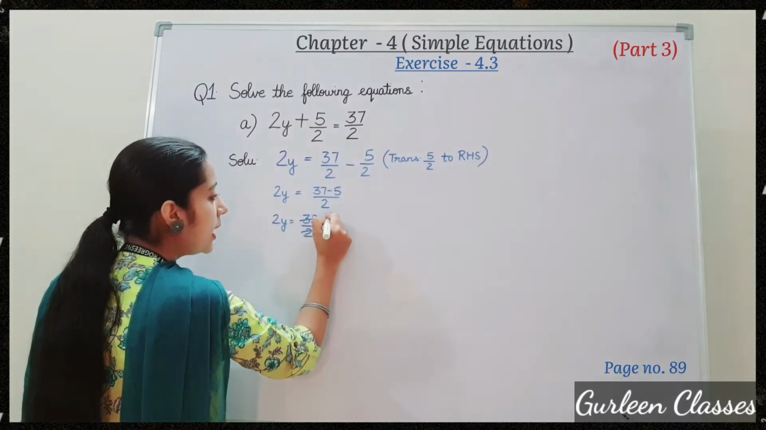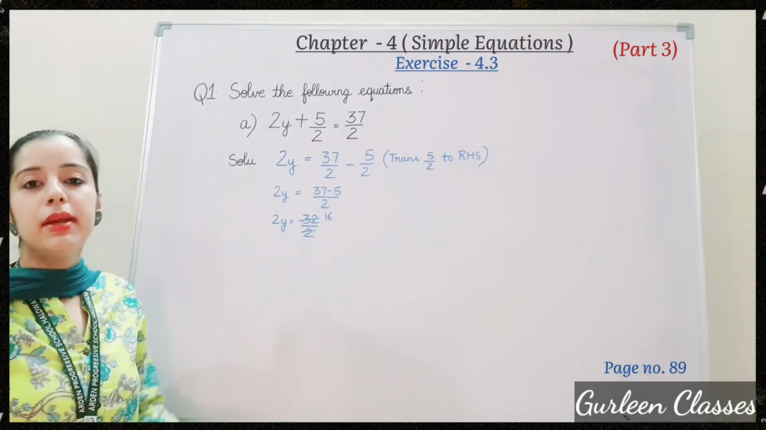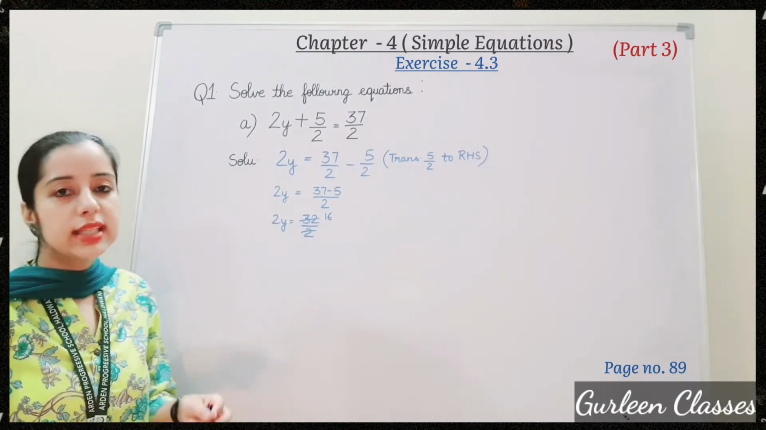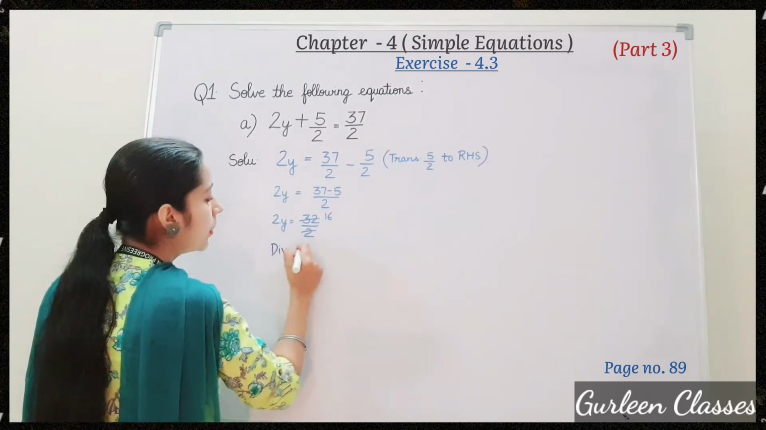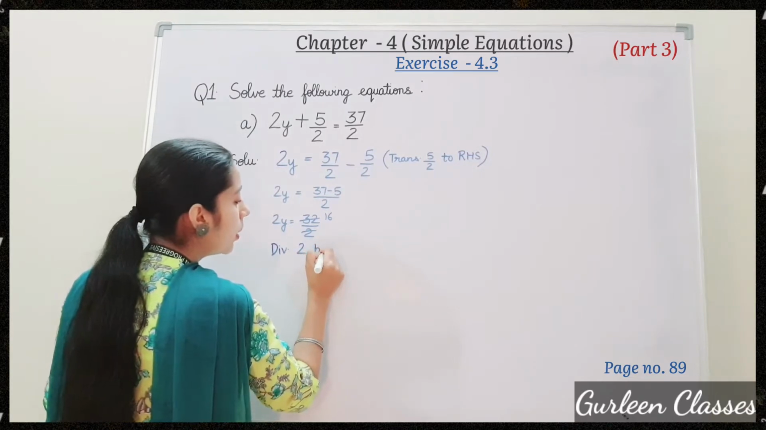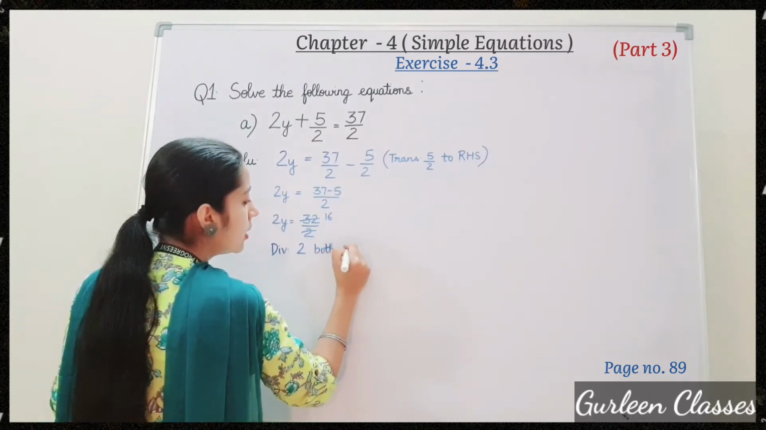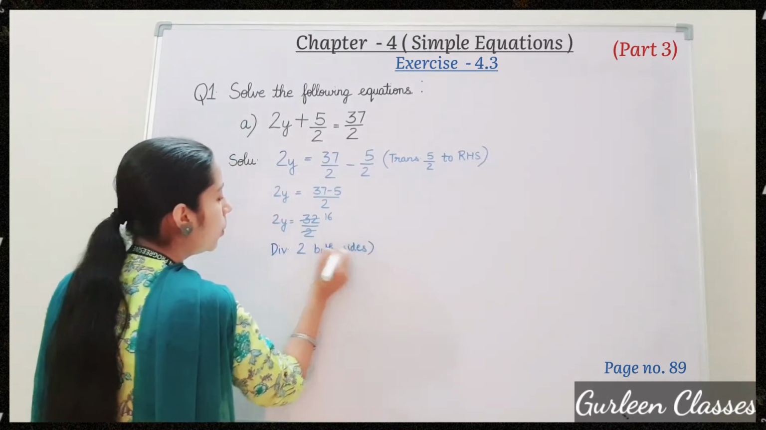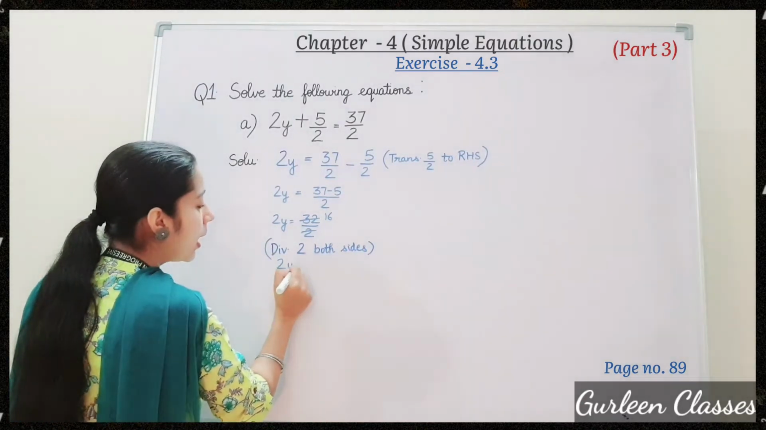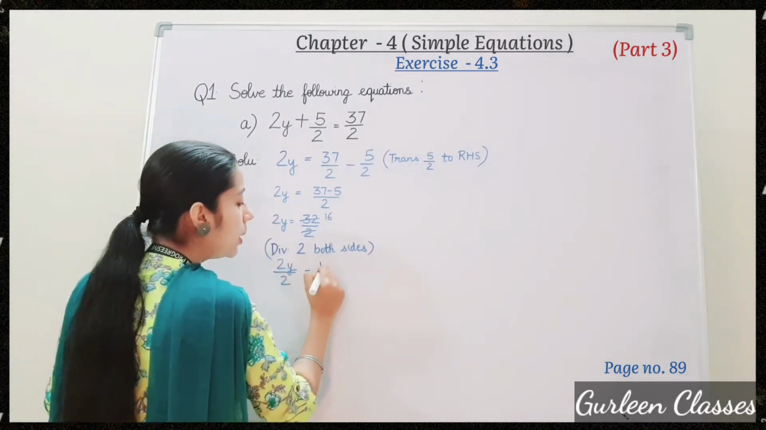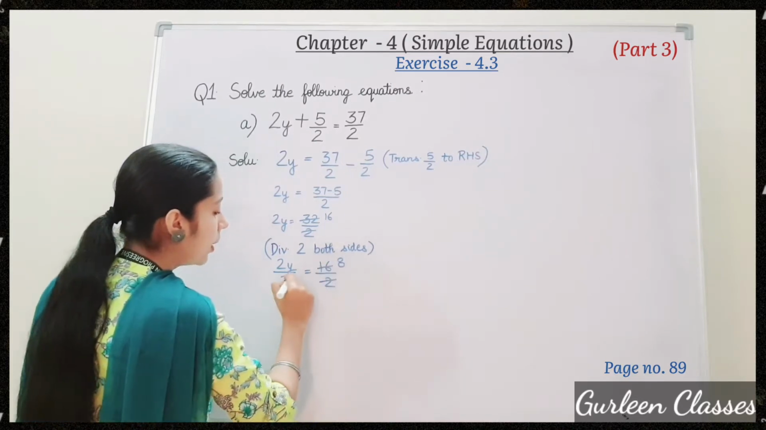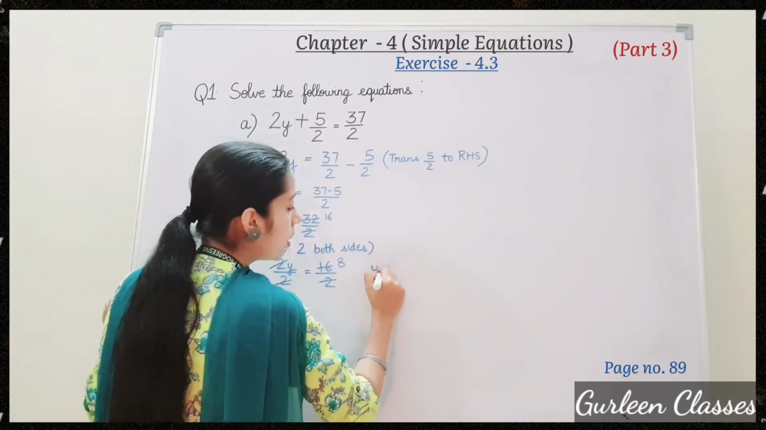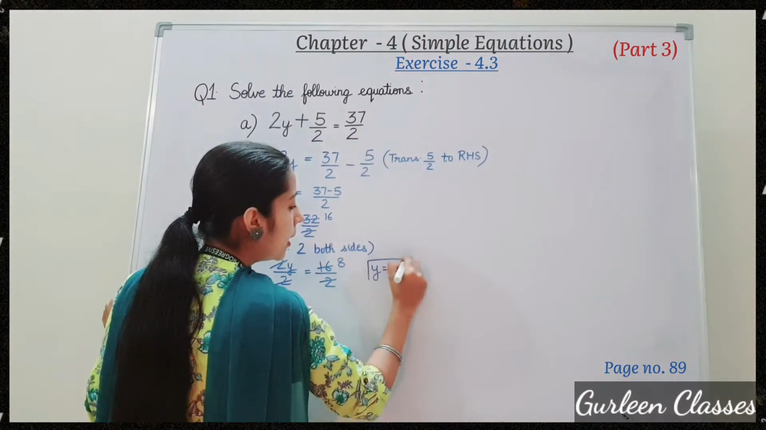2 16s are 32. Now the next step is dividing by 2 on both sides. So 2y upon 2 is equal to 16 upon 2. 2 8s are 16, the 2s cancel. So the value of y is coming 8.